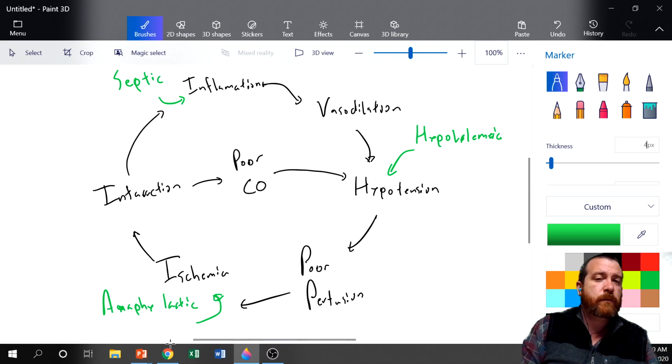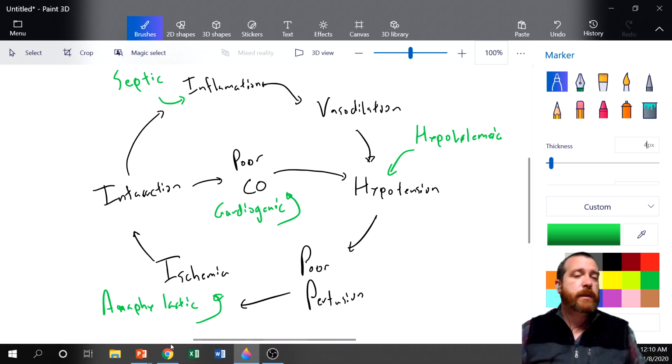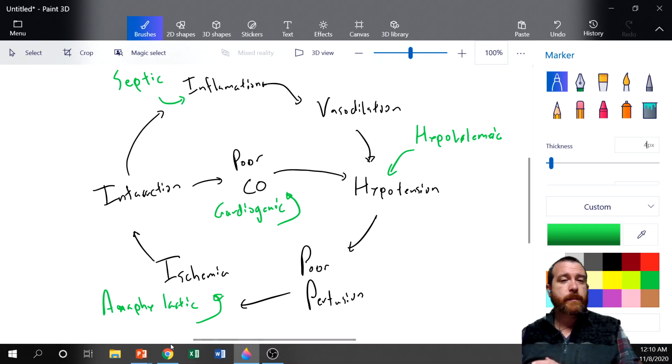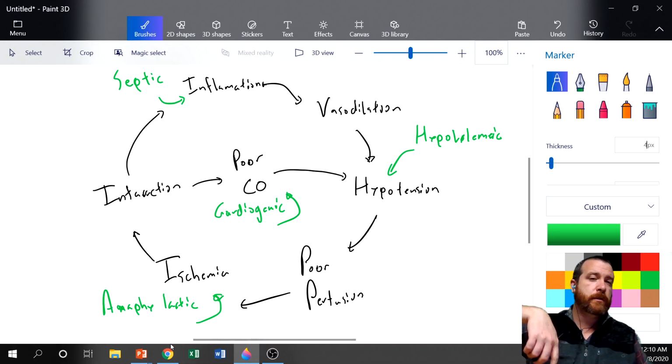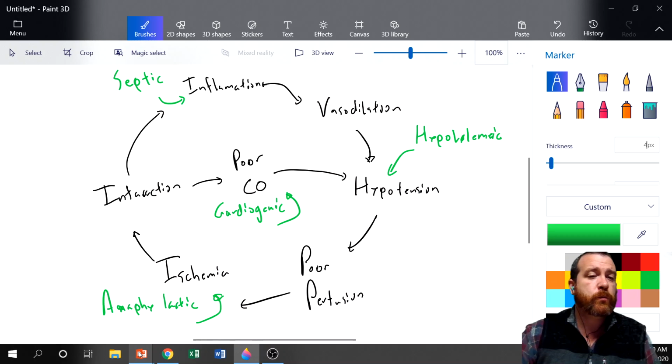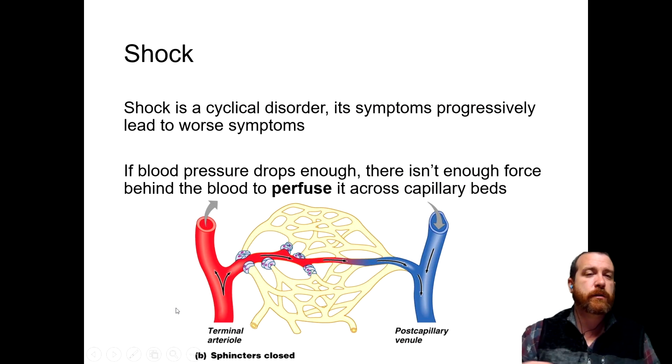And the last one that kind of ties this all together is something called cardiogenic shock. Cardiogenic shock is going to be a heart attack, right? Something causes damage to the heart that can lead to hypotension because our cardiac output declines. Then we have poor perfusion, ischemia, and we start this shock cycle because of the heart and the initial heart attack. These are all just ways that we can enter into this shock cycle, right?